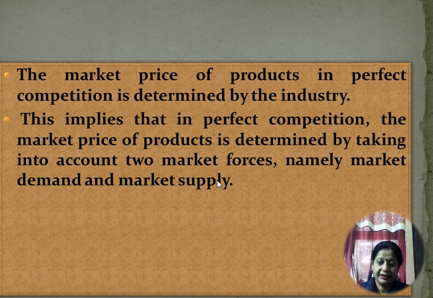If the demand is higher, then the industry will charge higher prices, and if the demand is less, then the company or the industry will fix lower prices. So the process of determining the prices of a commodity is only taken by the industry, not by the buyers and not by the sellers.